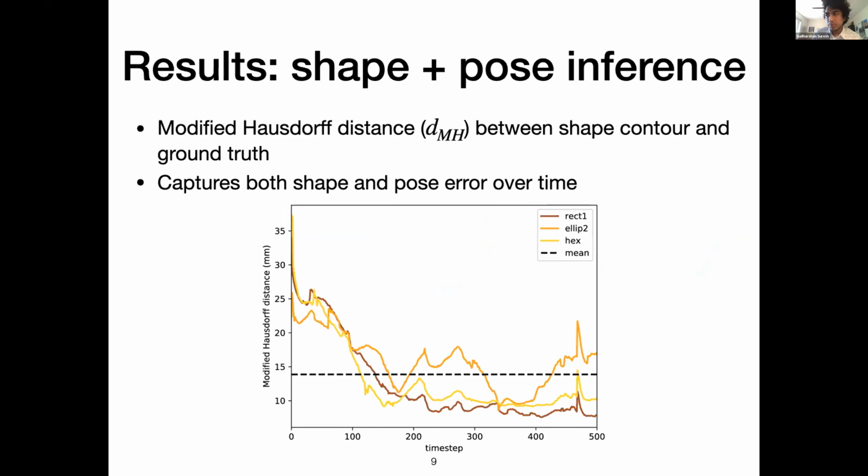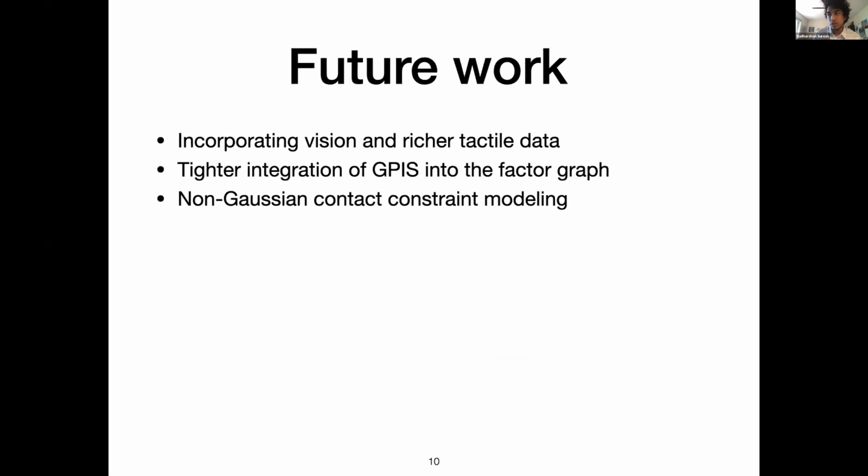For a quantitative comparison, we use a modified Hausdorff distance metric to compare the shape contour with the ground truth, which captures both the shape and pose errors over time on a global frame. And we see that there's a steady decrease in the error over time, while further jumps can be attributed to pose drift in the optimization.